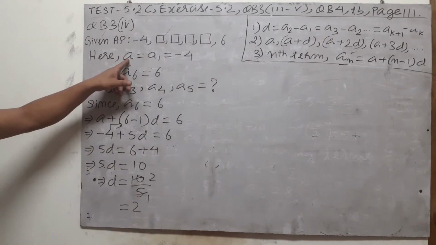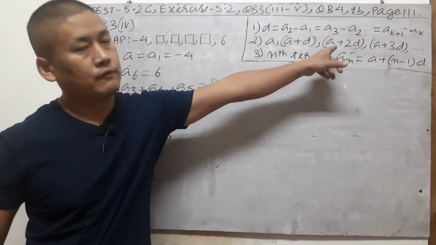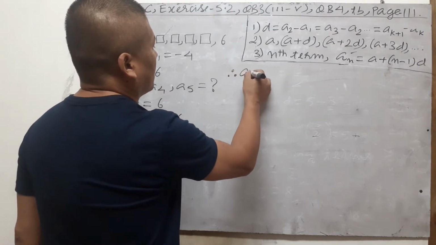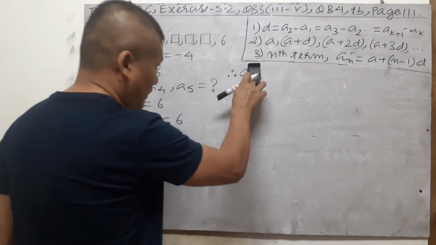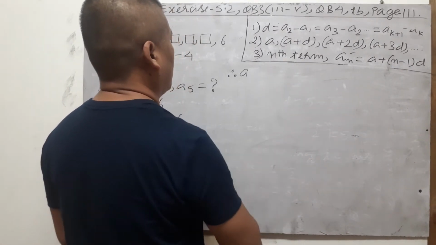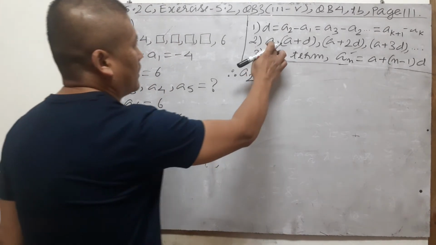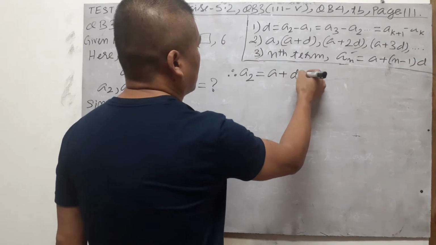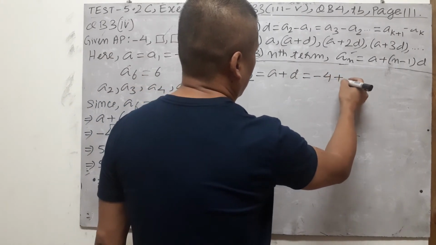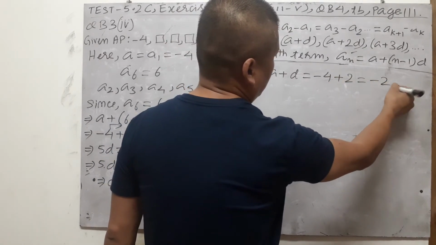A value is there, minus 4, and D is there. A and D are there, which means now we can use this second formula to find the missing terms. So for the first missing term, A2 equal to A plus D. Your A is minus 4 plus D is 2. Minus 4 plus 2 is minus 2. I hope that's fine.